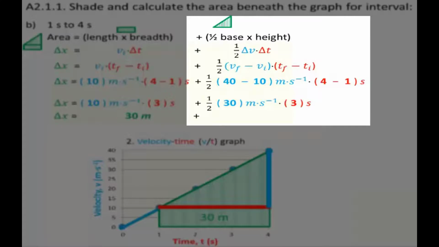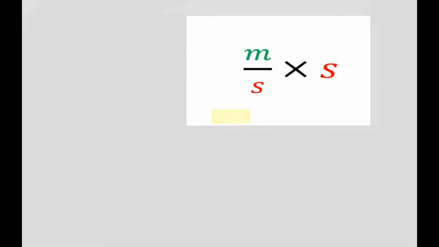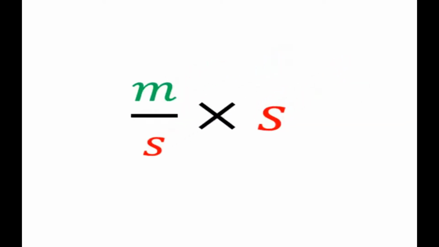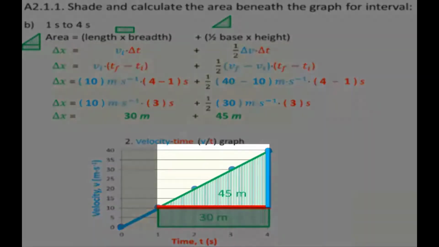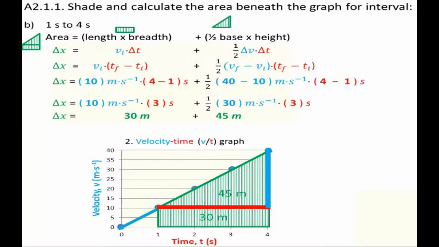Half of 30 is 15. 15 times 3 is 45. The unit is meters because we've got meters per second times seconds. The seconds cancel. We're left with meters. So we see that the area underneath just the triangle is 45 meters. That means that due to the acceleration, it travels 45 meters. If it had only accelerated, it would have traveled 45 meters.